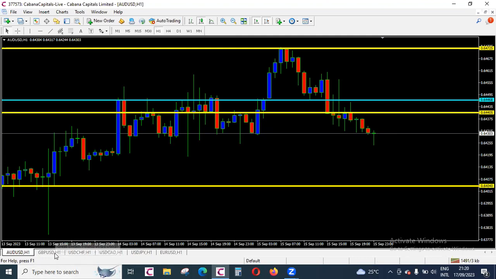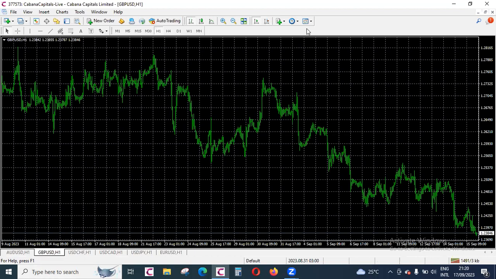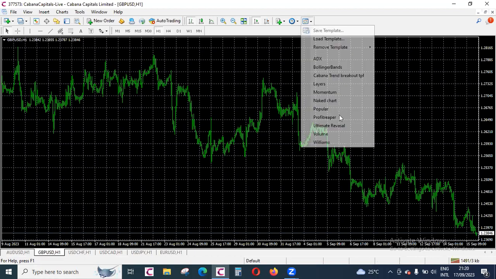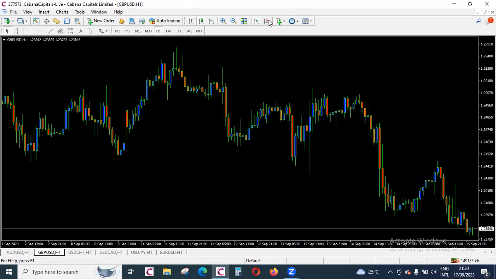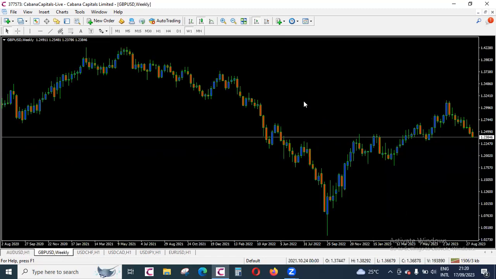The next pair we'll be looking at is GBP USD. If Australian dollar USD is bullish, we should expect a bullish move on GBP USD too, because both pairs are positively correlated. So let's start with the weekly time frame. You can see GBP USD is strongly bearish.